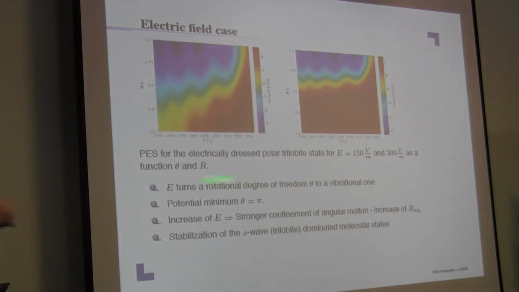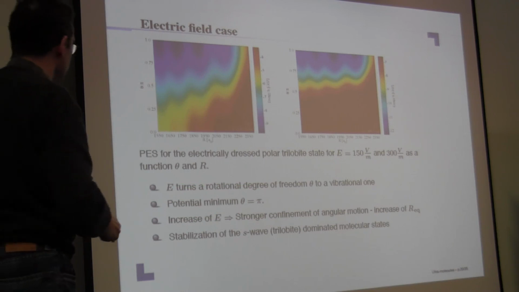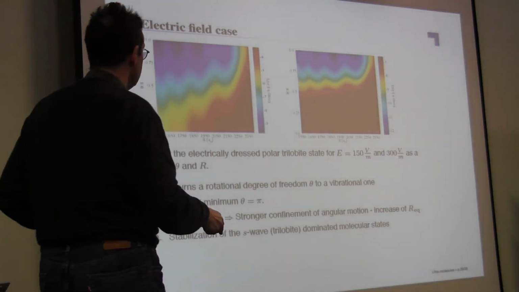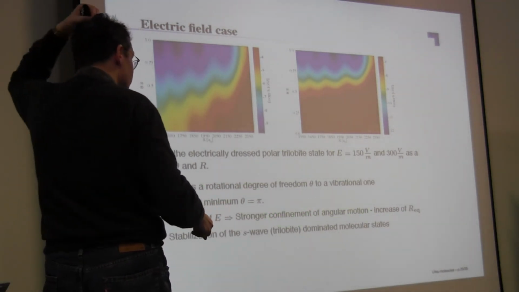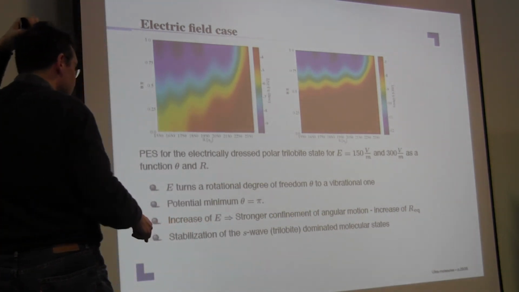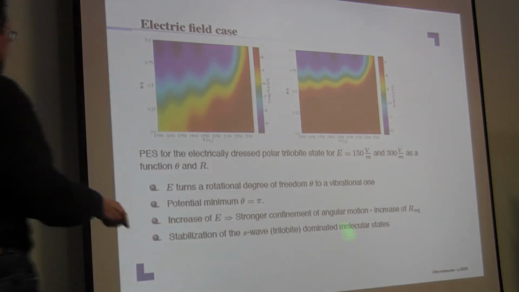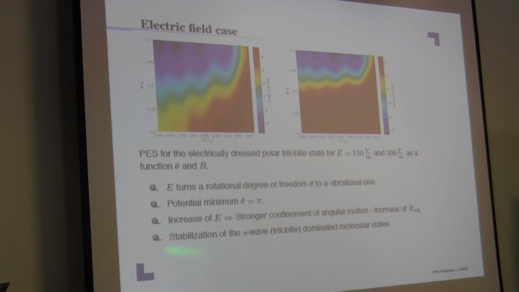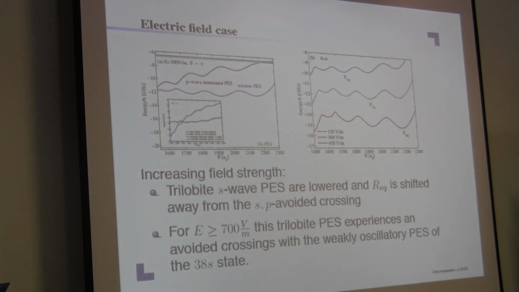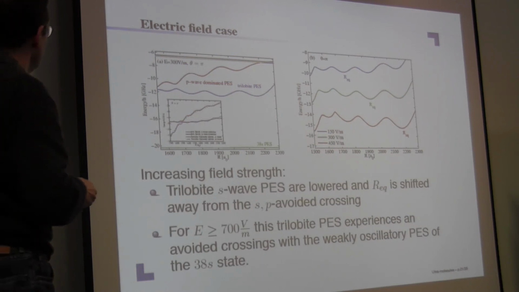So, in essence, you turn a rotational degree of freedom, namely this angle over here, into a vibrational one. You have certain equilibria, and if you increase E, you get a stronger confinement of the angular motion, and, as I will come back to in a minute, you have stabilization of the S-wave dominated molecular states. Let's have a look at this in a little more detail.